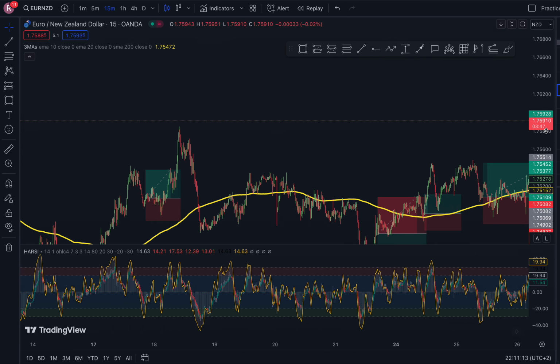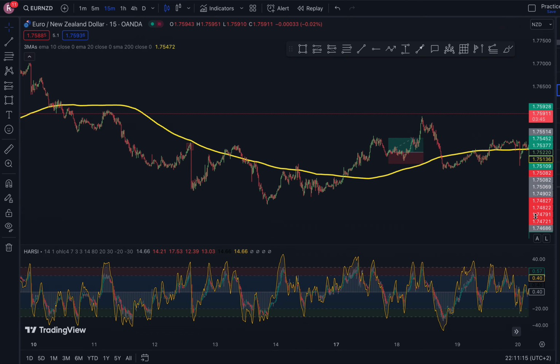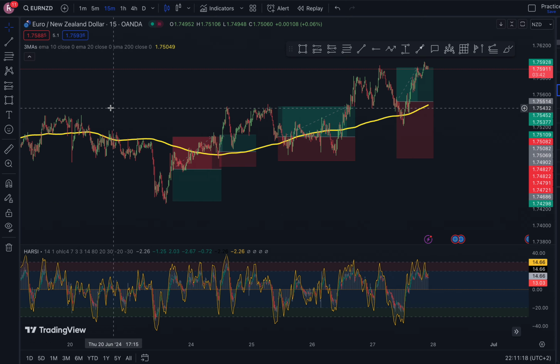So it is quite simple, very simple. You can get high risk rewards. It just depends on the season and the day.